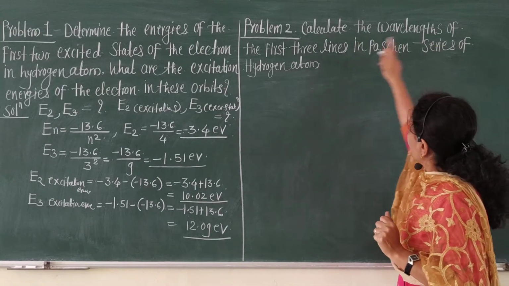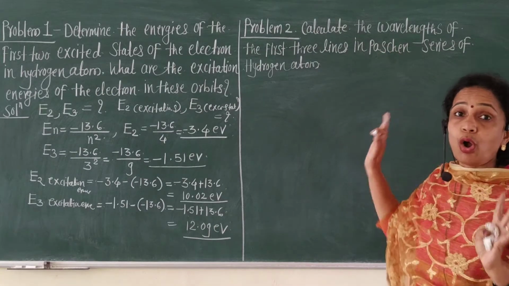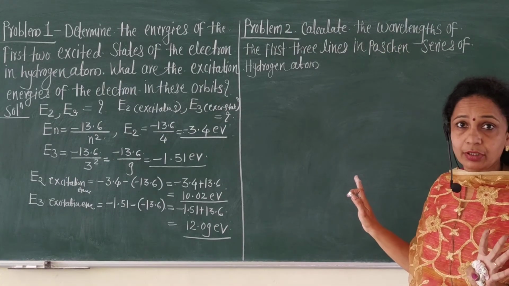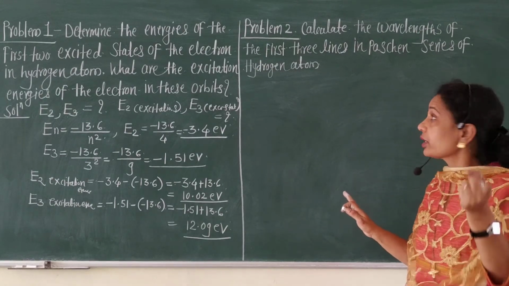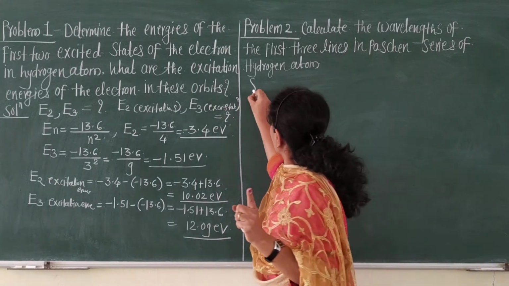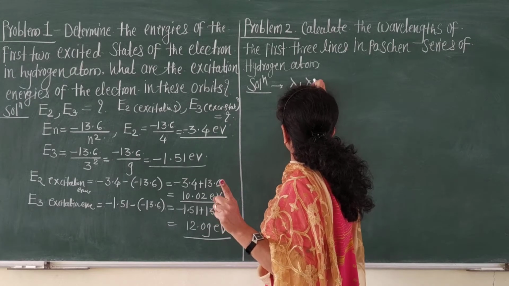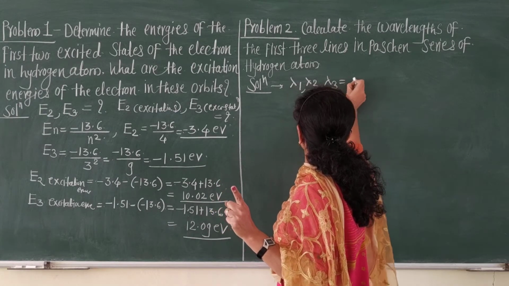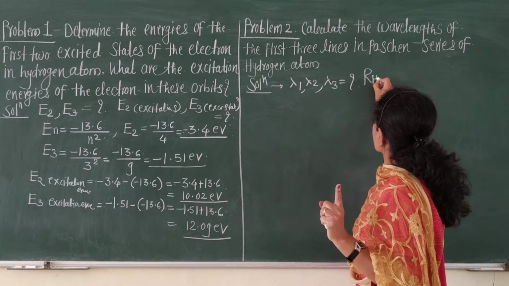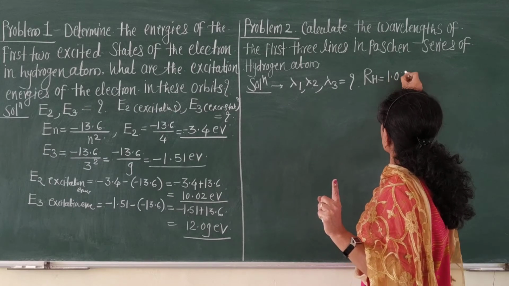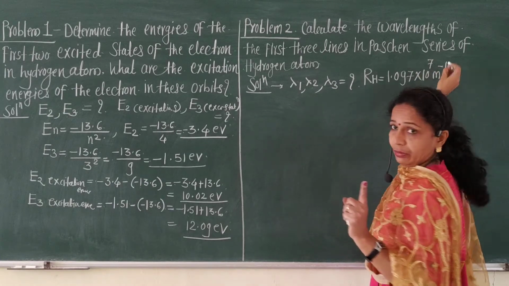Calculate the wavelength of the first three lines in the Paschen series of hydrogen atom. Specifically, we have to calculate lambda 1, lambda 2 and lambda 3. The given quantity is RH, the Rydberg constant, which is 1.097 into 10 raised to 7 meter inverse.